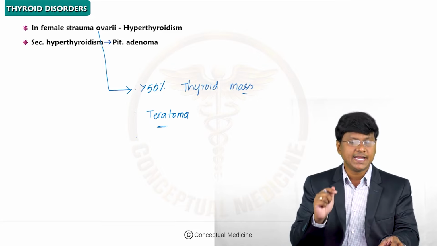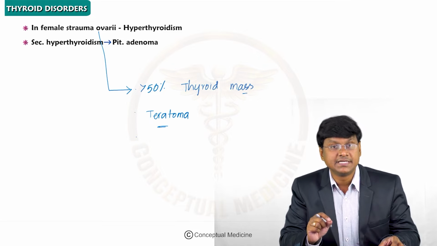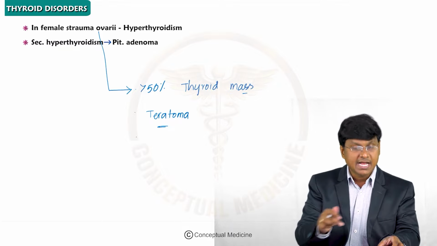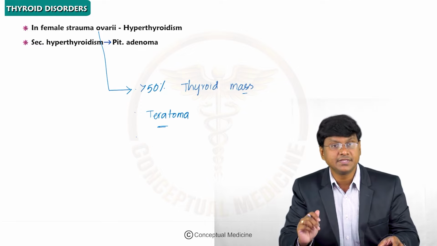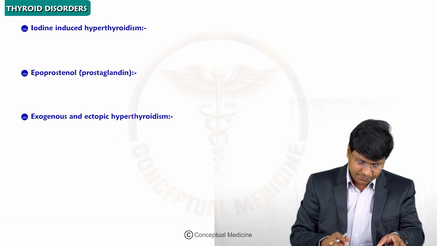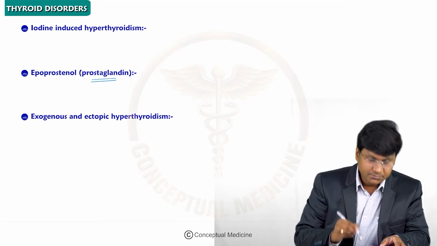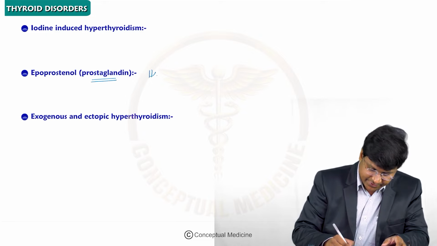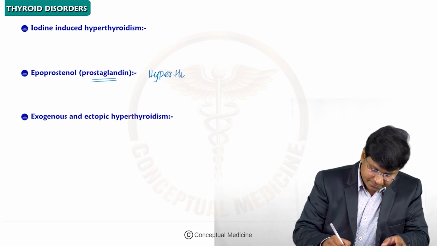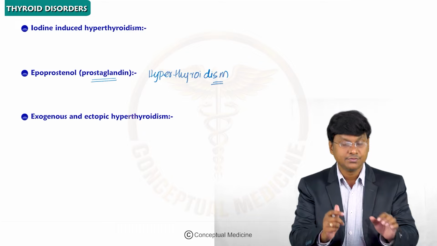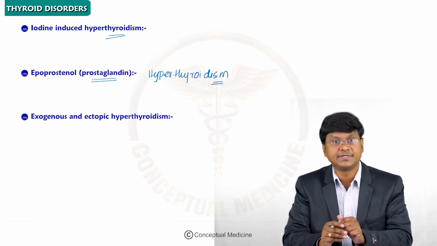Okay, next. And apart from that, we have certain drugs which can induce hyperthyroidism apart from amiodarone, right? And what is that particular drug? That is epoprostenol. So epoprostenol is a prostaglandin. Administration of epoprostenol may cause hyperthyroidism.